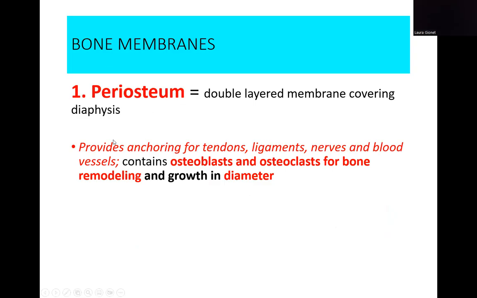Okay, so here are the membranes. The periosteum is a double-layered membrane covering the diaphysis to the outer margin of the compact bone. It provides anchoring, and it has a couple of functions. So it's not only where, between that and the compact bone, we're going to find the osteoblasts and osteoclasts, but this is like the connective tissue that surrounds the particular organ, which is going to be a long bone.